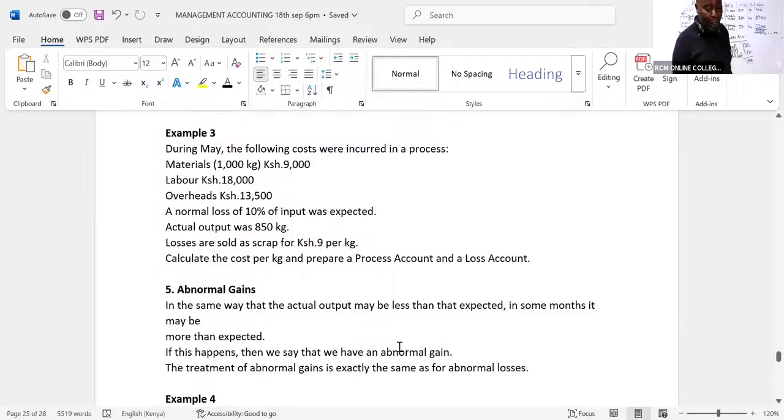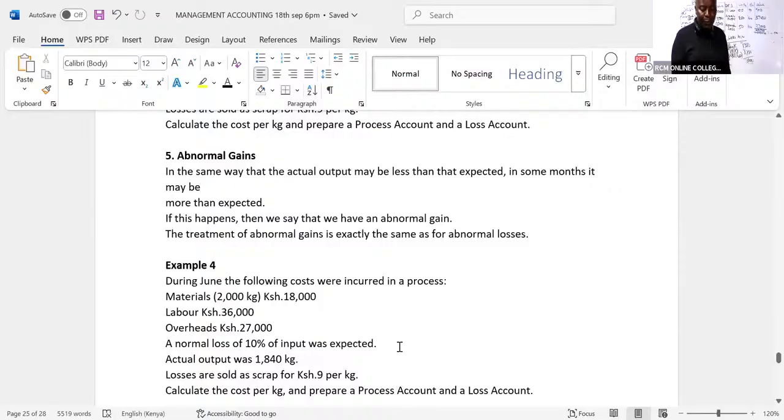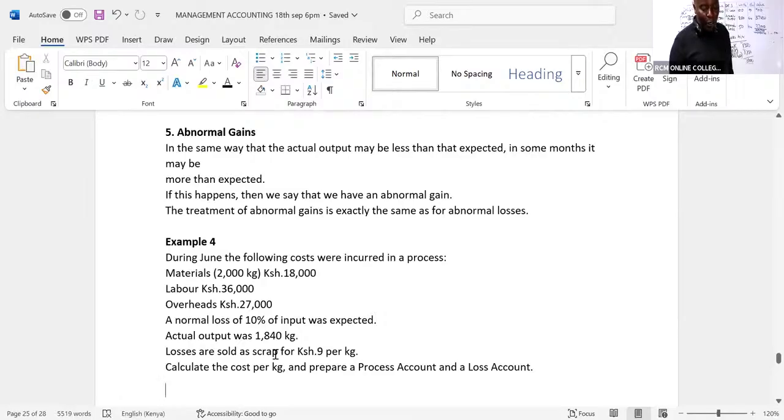So then I will go to example number 4 before I start looking at your past papers, ladies and gentlemen. We are told during June, the following costs were incurred in a process. Materials 18,000, labor cost 36,000, overheads 27,000. A normal loss of 10% of input was expected. The actual output here was 1,840. Losses are sold as scrap for 9 per kilogram. They want me to calculate the cost per kilogram and prepare a process account, and actually it's supposed to be an abnormal gain account. I'll change that later.